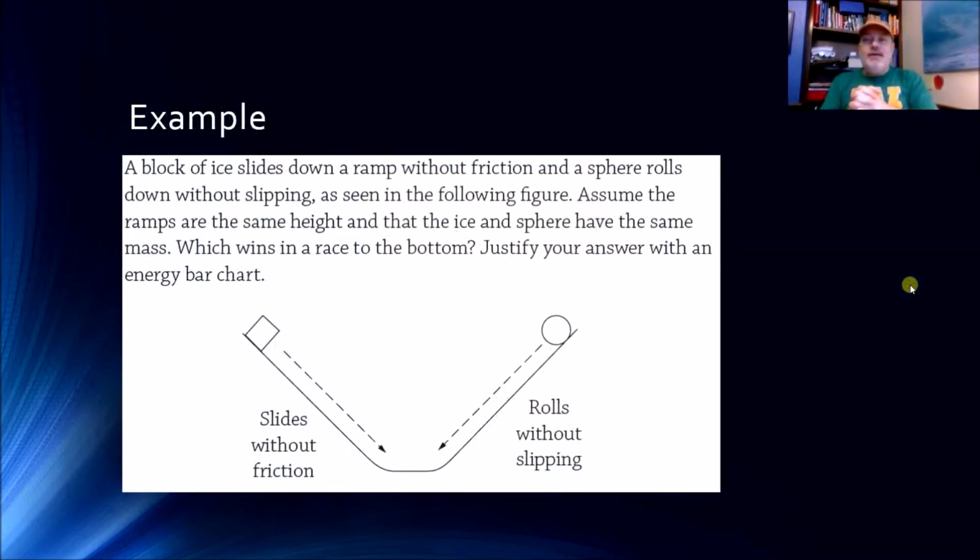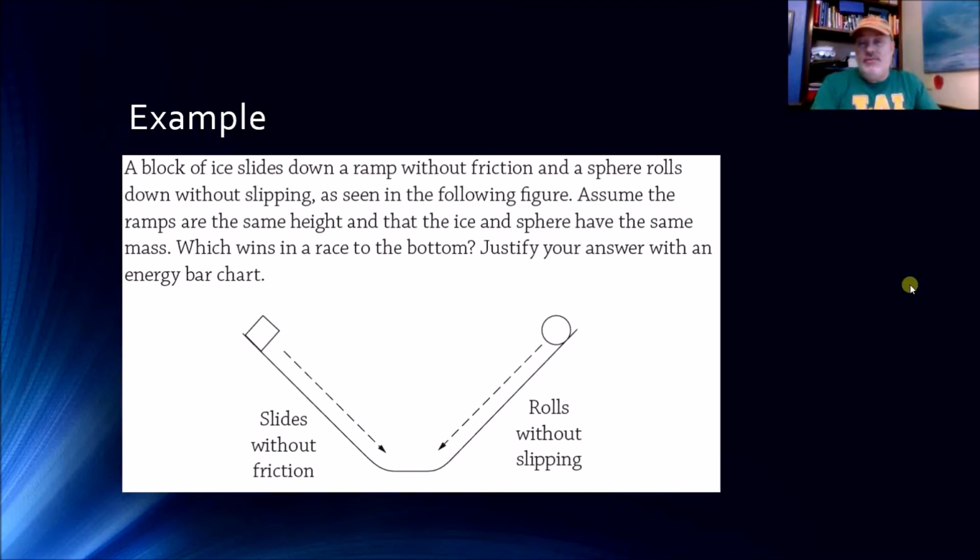So here, a block of ice slides down a ramp without friction, and a sphere rolls down without slipping, as seen in the figure below. Assume the ramps start the same height. Which wins in a race to the bottom?